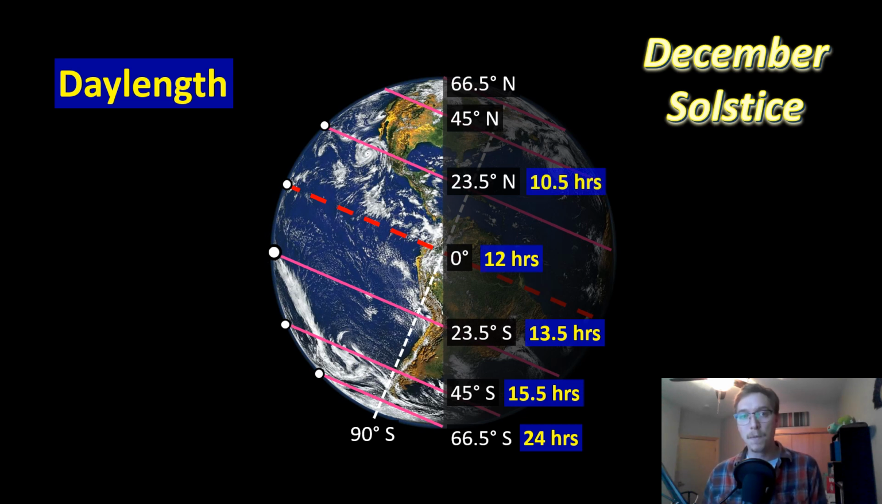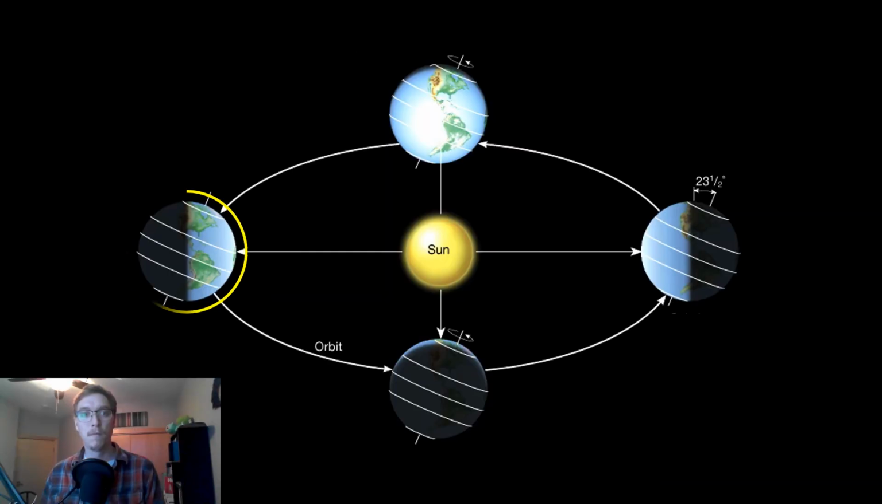At 23.5, 10.5 hours of daylight. 44.5, 8.5 hours of daylight. We think that's our shortest day of the year in the Northern Hemisphere. And at 66.5 and towards 90, 0 hours of daylight.